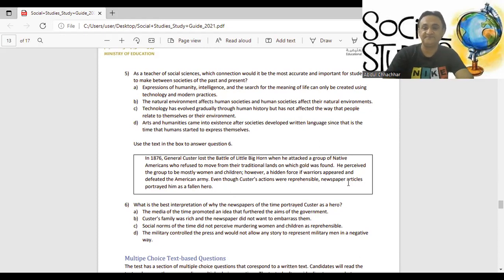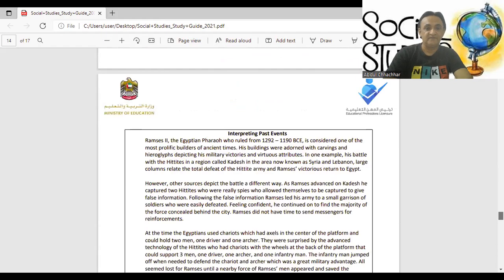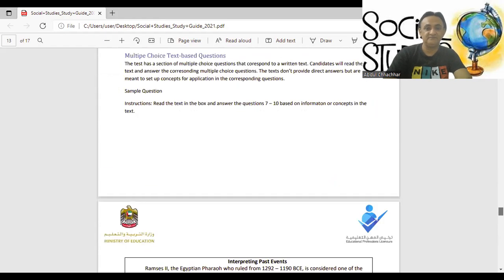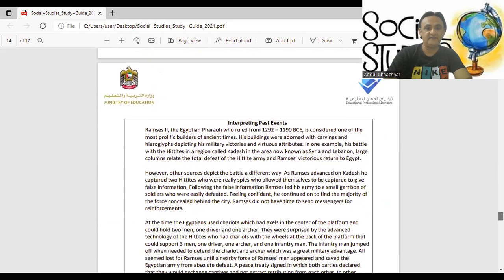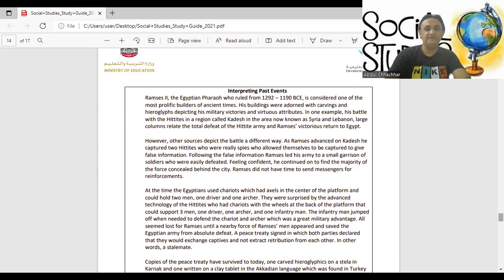Second, the third thing. This one, Ramsey. It's about the Pharaoh. Now, you don't have to memorize this information. The third part is about DBQ, document-based questions. The questions will be given, and you can find the answers in this paragraph. You have to read the question carefully and then answer it.